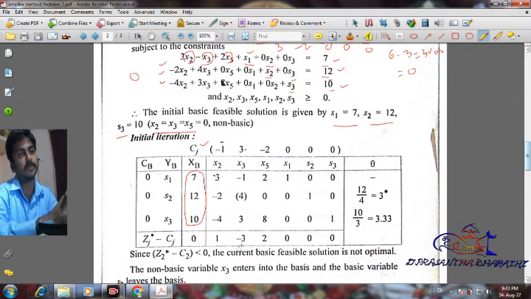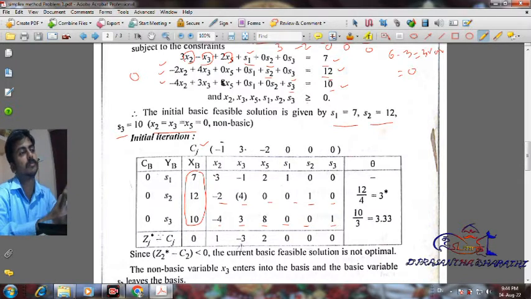So now in the first iteration we are introducing this aij. So 3, minus 1, 2, 1, 0, 0. And again from the second constraint we are having minus 2, 4, 0, 0, 1, 0. And again from the third constraint we are having minus 4, 3, 8, 0, 0, 1.